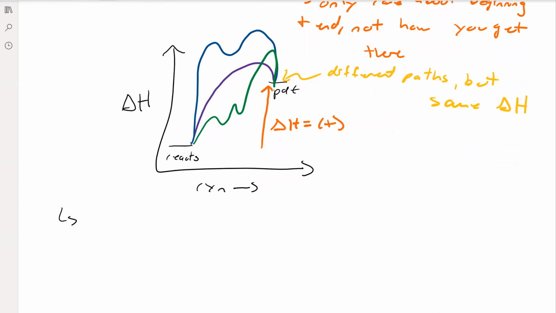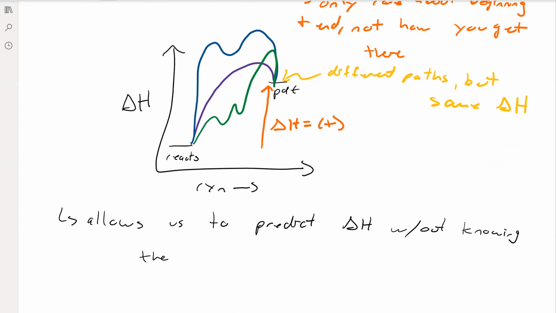So why is this important? Well, this is important because it allows us to predict delta H without knowing the reaction specifics. We don't care about how it got there. All we care about is the beginning and the end point. And so we can take any path that we want, and our prediction will be equally valid as though it was the actual path the reaction took.